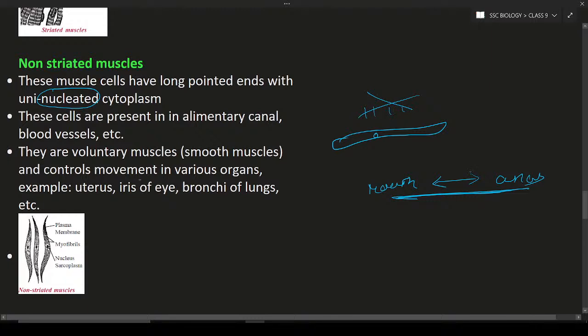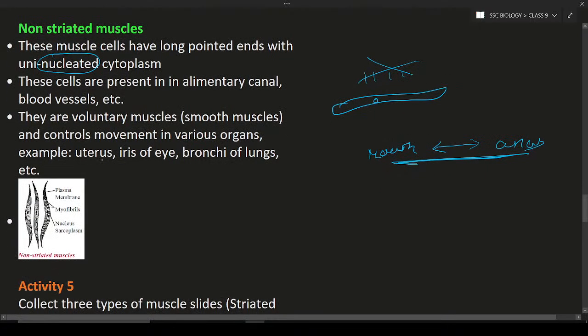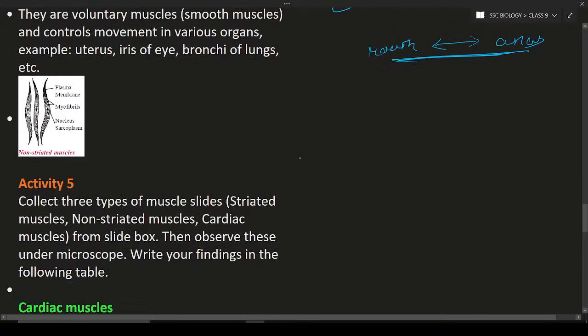So they are voluntary muscles. What are voluntary muscles? Striated and non-striated muscles are voluntary muscles, meaning you can operate them. Example, smooth muscles, which control the movements in various organs. Example, uterus, iris of the eye, bronchi of the lungs, etc. So these are non-striated muscles.